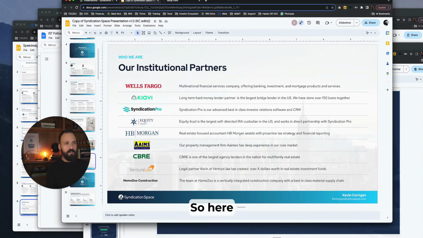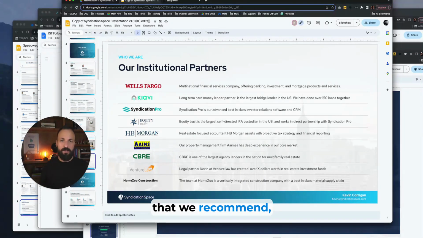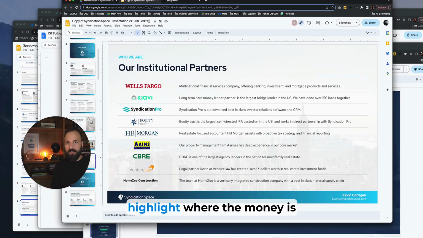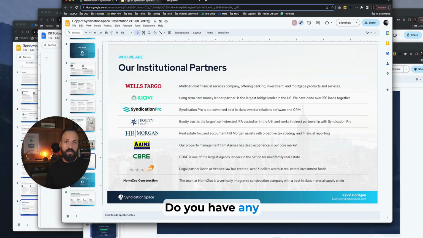So here, this is generally something that we recommend, and it says, hey, who are all of the institutional partners that are behind this investment opportunity? And so you're wanting to highlight where the money is stored before it's deployed, what investor portal you're using, do you have any SDIRA partners, any lenders, legal and compliance, and construction and asset management or property management.